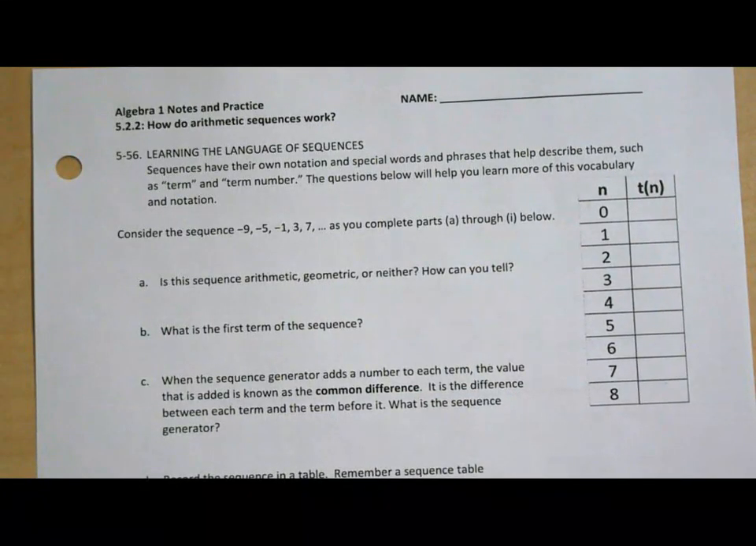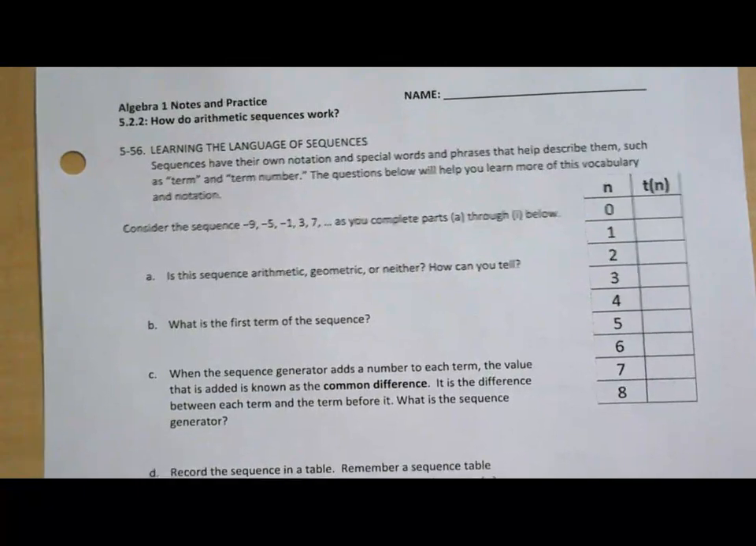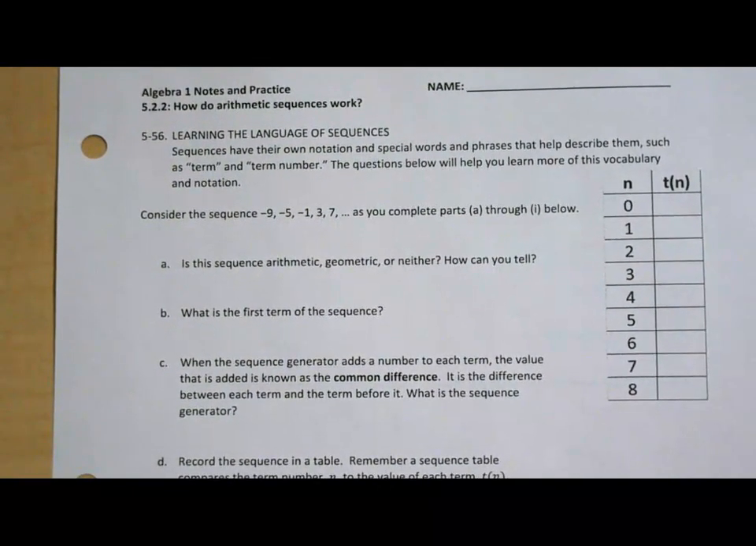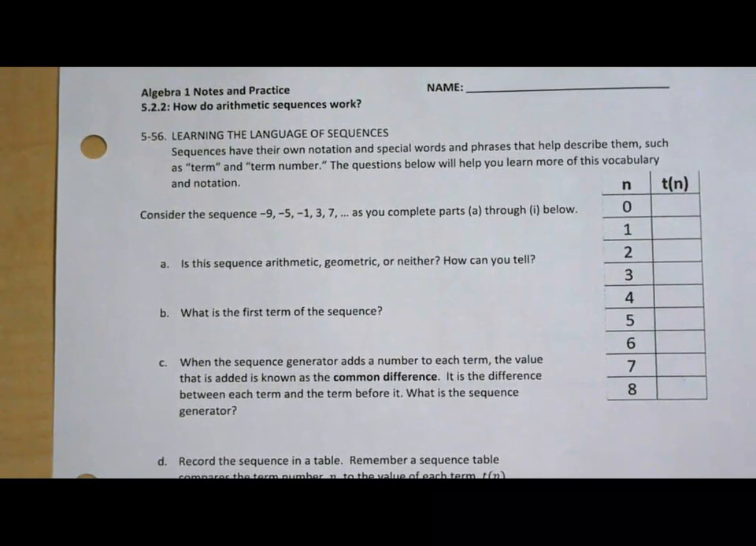Okay, we are working on 5.2.2 today. The big question of the day is, how do arithmetic sequences work? And I'll tell you where we're headed from this. Our big thing is I want you to know some language of sequences. So when I say t of 3, you know what that means. And I want you to walk away today knowing how to write the equation of a sequence.